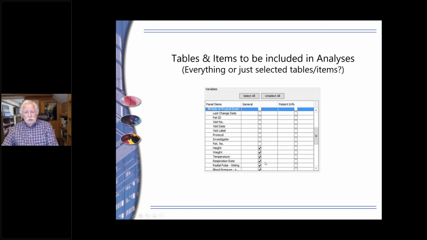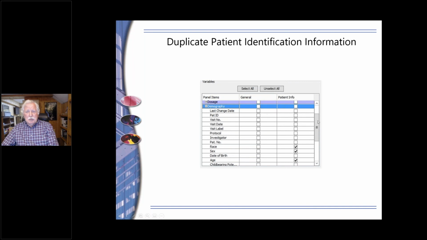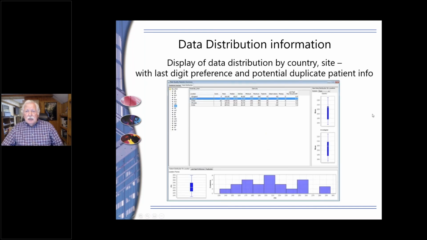You can just check which things, and that's in the patient information column. And if you want to, you can limit the search. By default, everything is selected, but you can say, don't bother looking at certain fields and so on. But the duplicate patient information is important. And then after it runs and you see the results and the overall global score, you can also dig into individual countries or sites or data distribution and digit preference and so on.